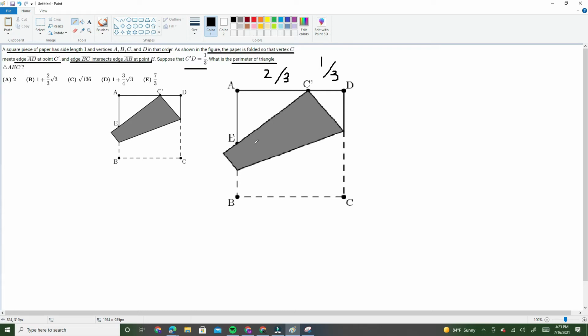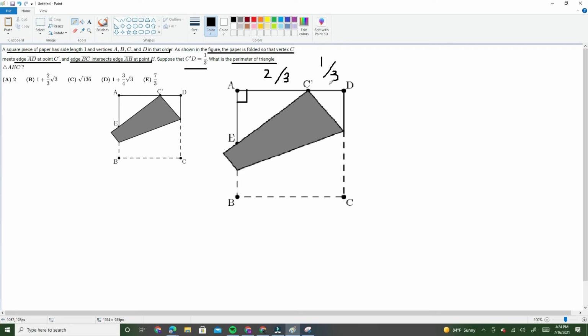However, we can start identifying some angles. First, we can say that angle EAC' is a right angle. And we can say that because it is an angle in the original square piece of paper, and we know that the angles in a square are all right angles. So angle EAC' is a right angle, or 90 degrees.